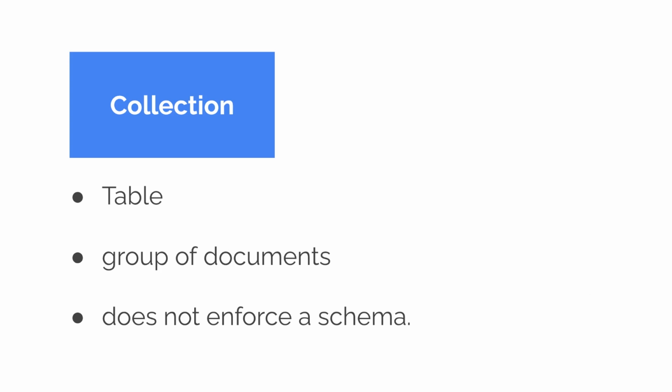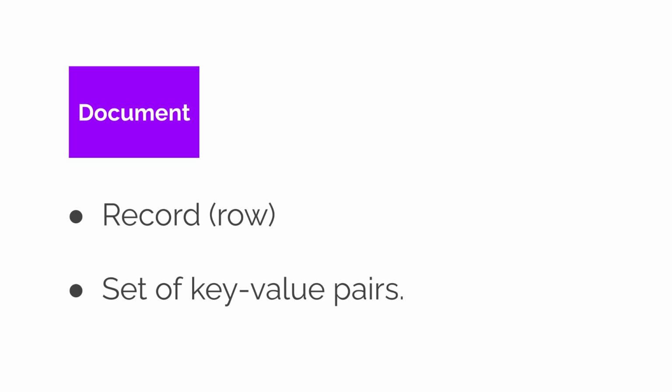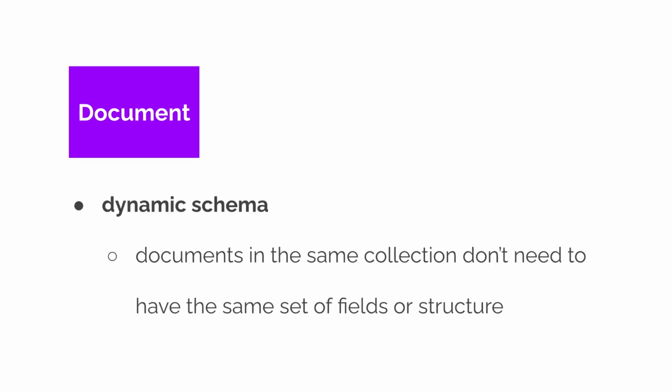A collection is like a table. It's a group of documents that does not enforce a schema. A document is like a record or a row in a table, and it's represented as a set of key value pairs in this example. A document has dynamic schema, which means that a document in the same collection does not need to have the same set of fields or structures. It doesn't have to have the same structure.